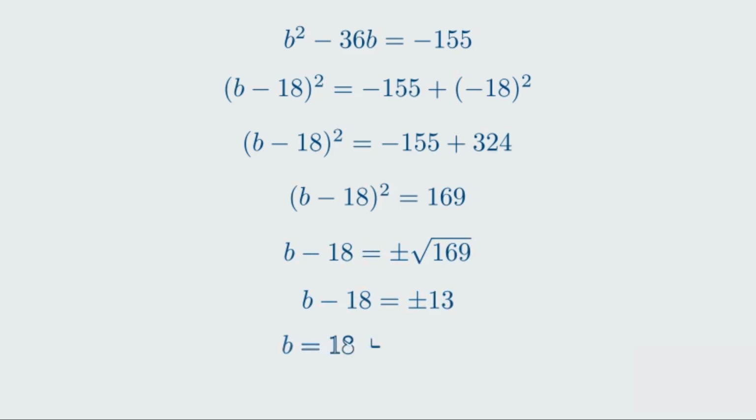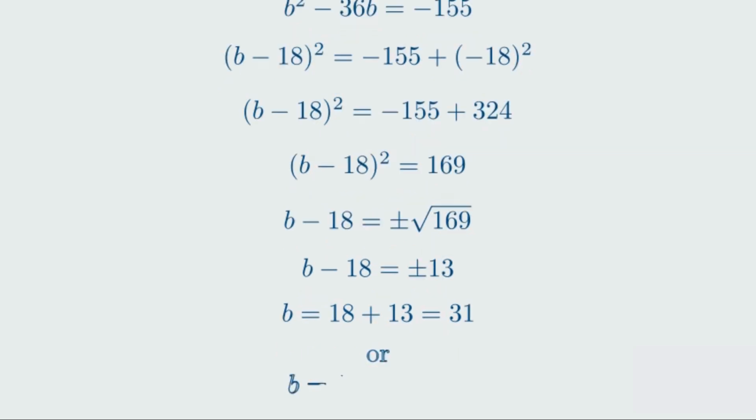First, b equals 18 plus 13, which is 31. Second, b equals 18 minus 13, which is 5. We have found the two possible values for b. This means there are two possible scenarios for our original system, which we will now explore.